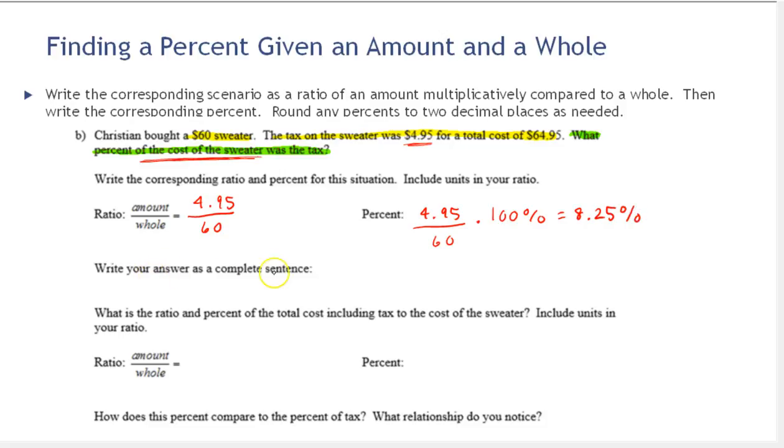Write your answer as a complete sentence. Okay, so what percent of the cost of the sweater was the tax? So the tax was 8.25% of the cost of the sweater.